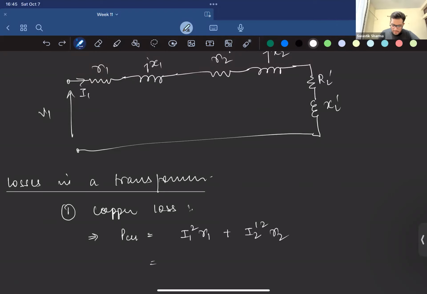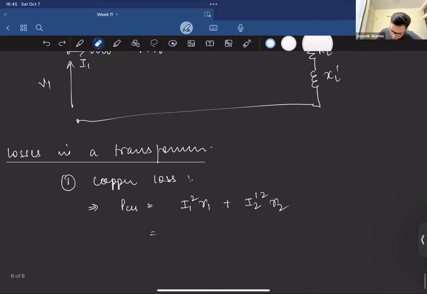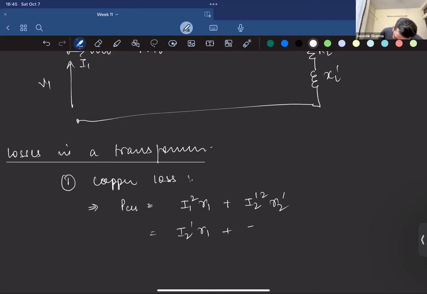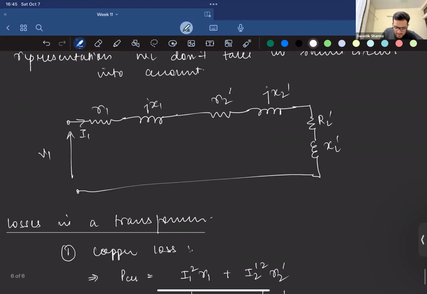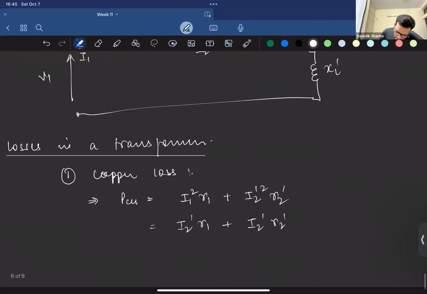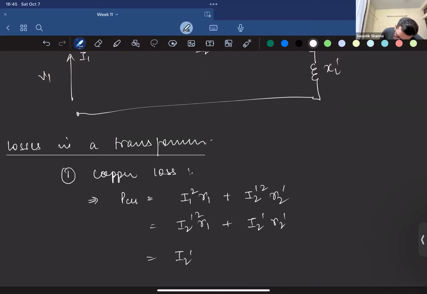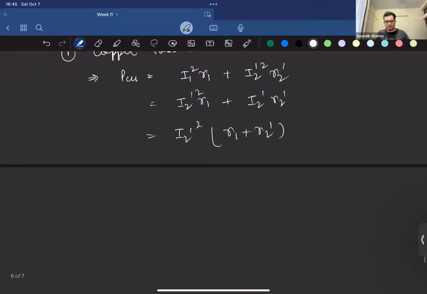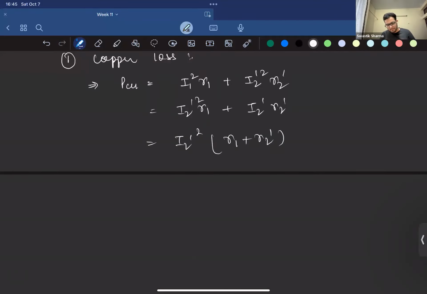But for an exact circuit, what happens is, right? So I1 square is nothing but I2 dash square, right? It stays the same, because for an approximate circuit, the I1 and I2 dash are the same thing, right? So how would it look like? R1 plus R2 dash. This thing is called the equivalent resistance transferred to the primary side, right?